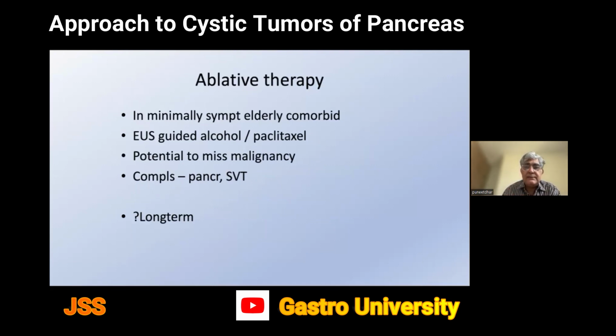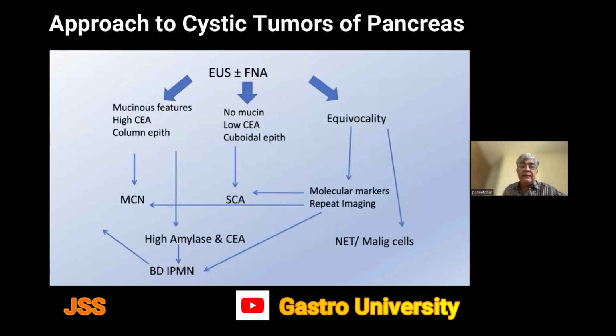Just a small last slide on ablative therapy, which might be needed in very minimally symptomatic elderly comorbid patients. There's a new technique where, under EUS guidance, you can ablate it using alcohol or paclitaxel. The only rider is that there's a potential to miss malignancy. So only do it for this cohort, which can be done even at your centers. They must be counseled that there's a small possibility of missing a malignancy, but operating on them might be more malignant for the patient. Complications can be there in terms of splenic vein thrombosis or pancreatitis itself, and we do not have long-term data, but it is accumulating. I think in your lifetime you're likely to see some bits of it.